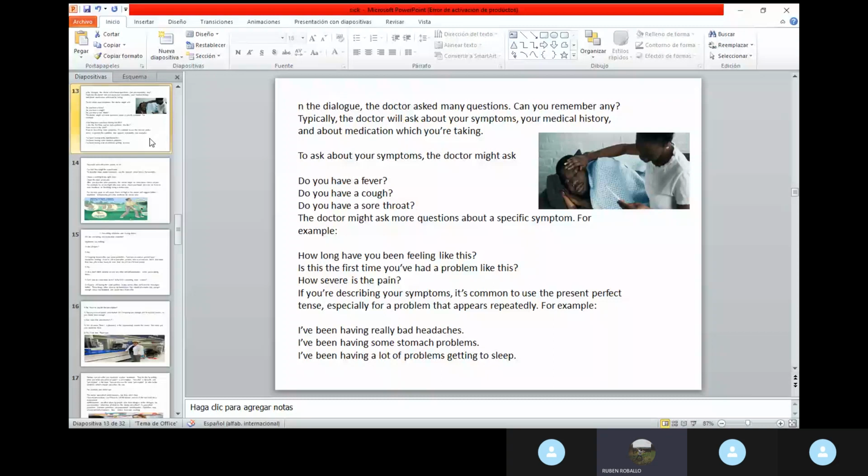For example, I be fever. I be fever. Two weeks. Two weeks ago. Okay. See, I be having fever 2 weeks ago.